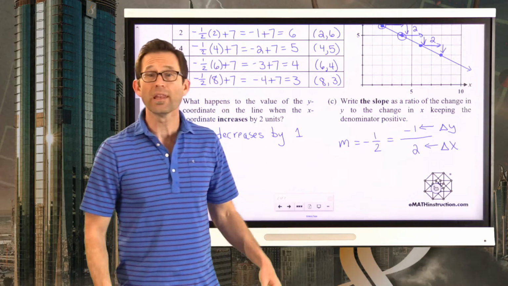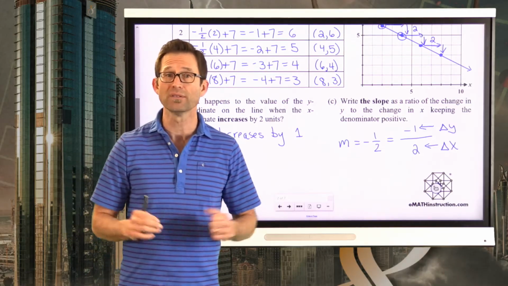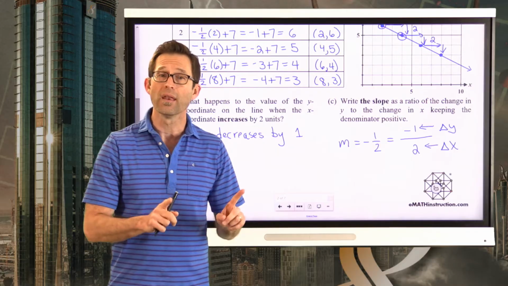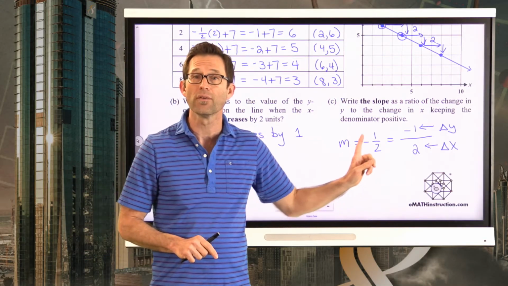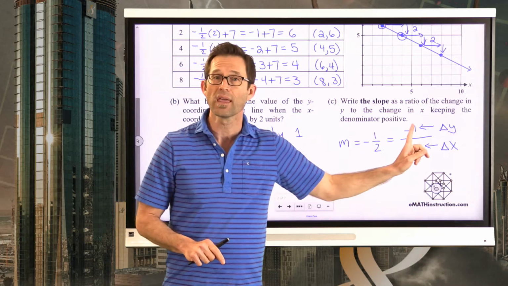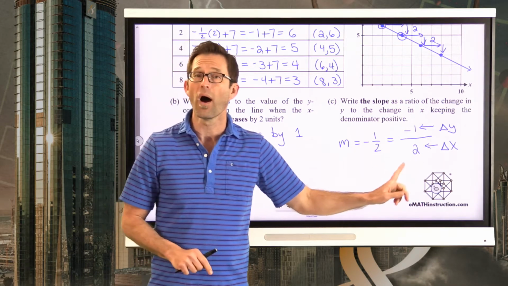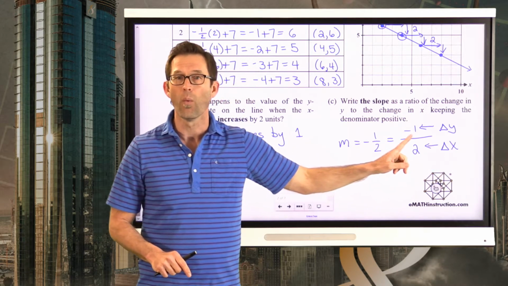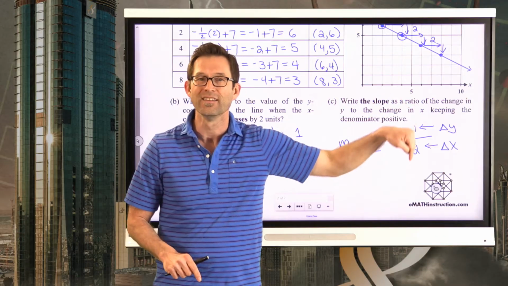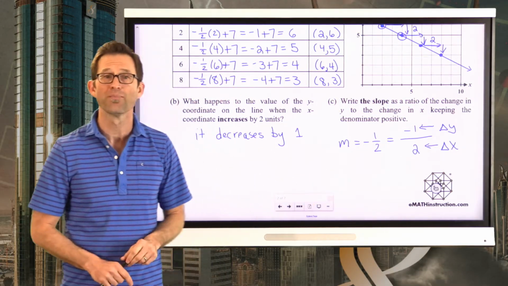So we can literally now think of a positive number as being an increase in that variable, and a negative number as being a decrease. So if I write the number negative 1/2 as negative 1 divided by positive 2, then I can see why for every 2 units that x increases, we get 1 unit that y decreases. And that's the effect of a negative slope.